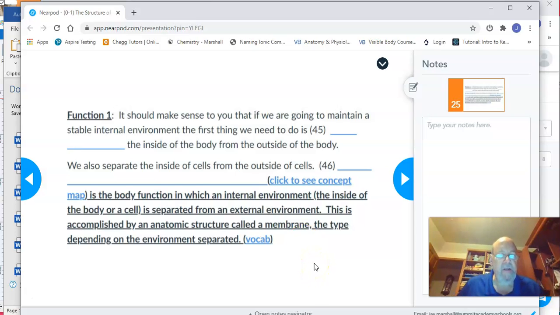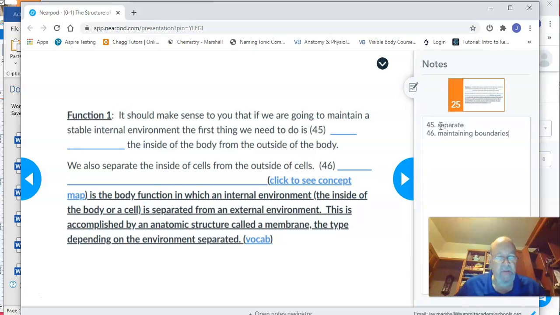It should make sense that if we're going to maintain a stable internal environment, the first thing that we have to do is separate the inside of the body from the outside of the body. If I'm going to maintain a stable internal environment, I've got to separate that internal environment from the external environment. We also separate the inside of cells from outsides of cells. Okay, so the function that accomplishes this is called maintaining boundaries. Okay, that's a body function.